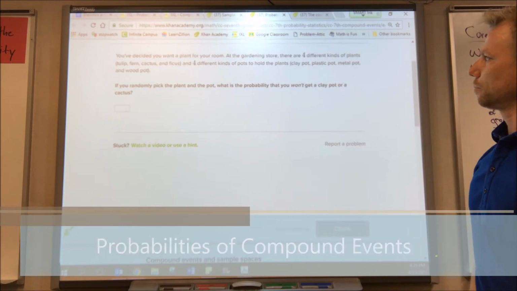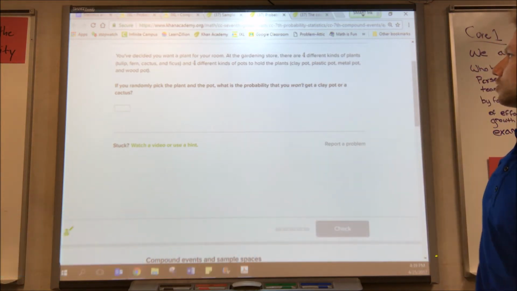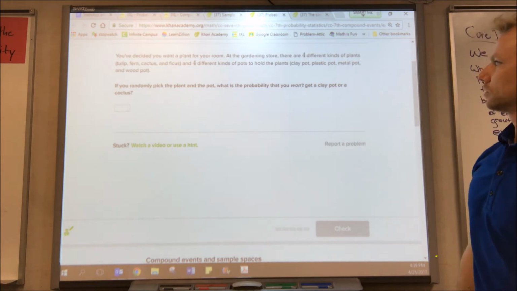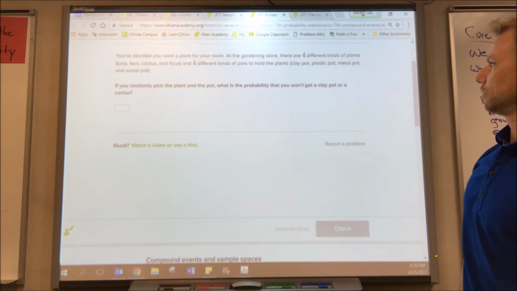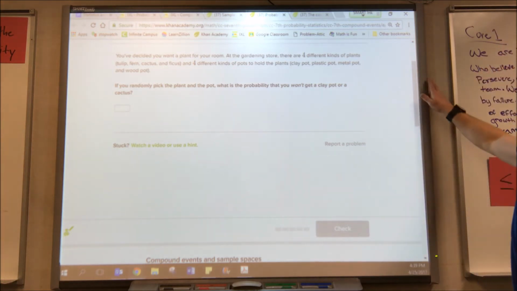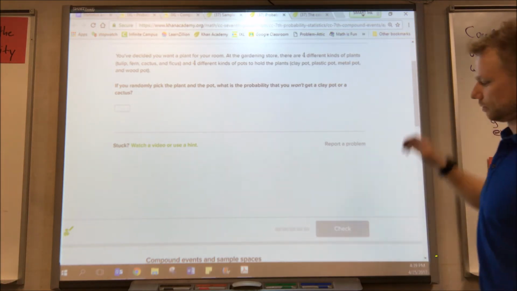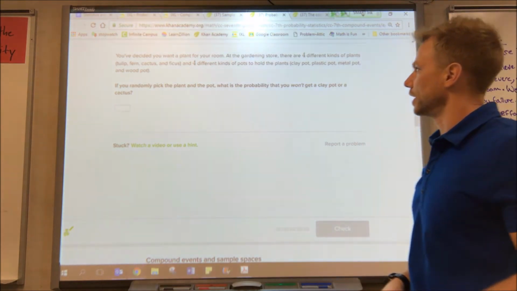Okay, you decided you wanted a plant for your room. At the gardening store, there are 4 different kinds of plants and 4 different kinds of pots. If you randomly pick the plant and the pot, what is the probability you won't get a clay pot or a cactus? Okay, for this we have to draw a tree diagram.